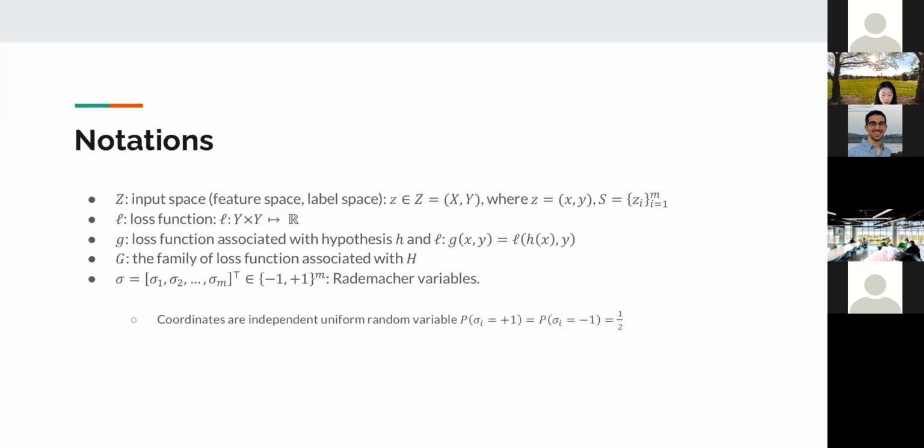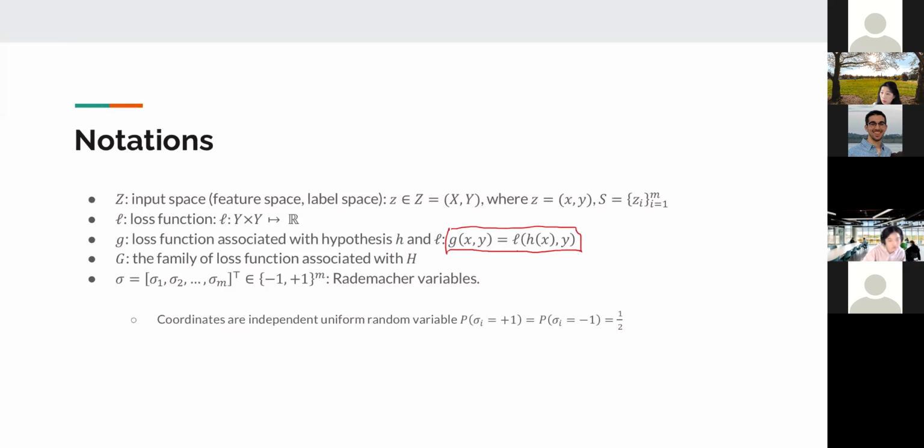I use L to denote the loss function, but I'm going to also use G. So this is a little bit confusing here. I'm going to use small g to denote the loss function associated with hypothesis H and L. So I'm going to denote g of x, y as evaluating x, y on this hypothesis H using loss function L. Does that make sense? So basically, I'm just writing this L of h(x), y as g of x, y. This is just a change of notation, basically.